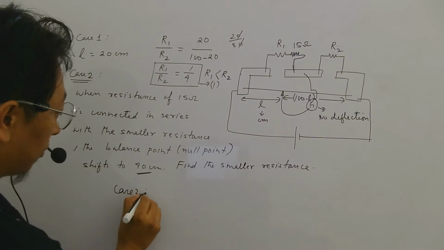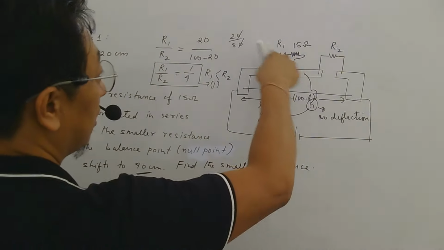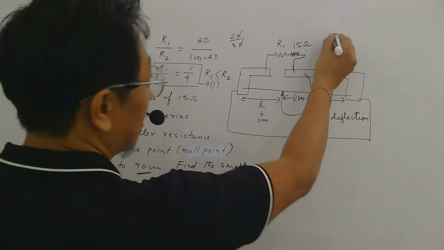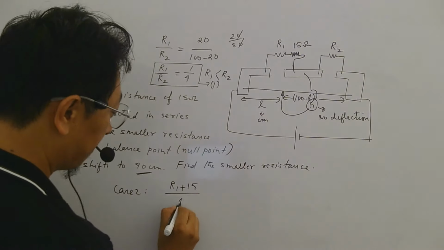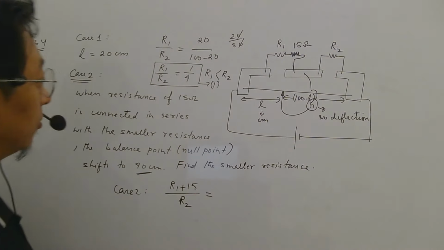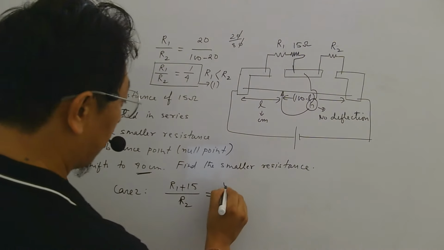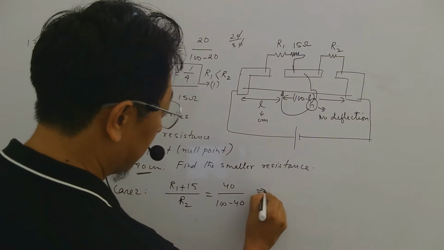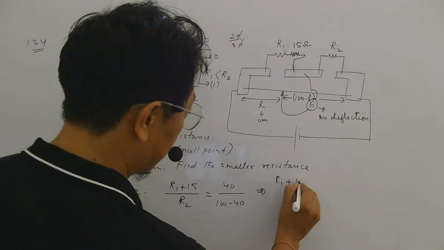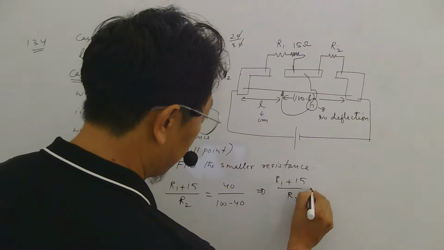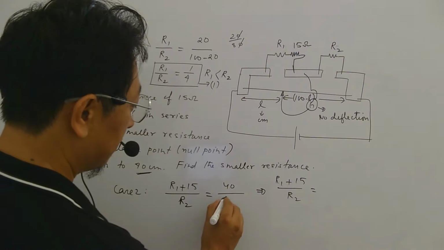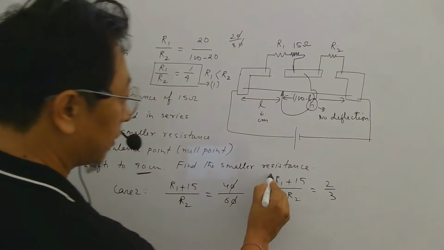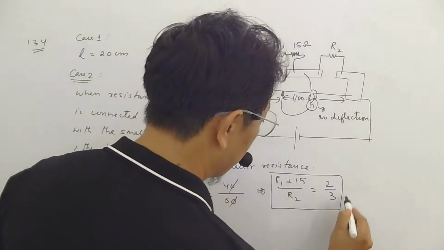For case 2, what will be the equation? Resistance on the left gap, R1 plus 15, by resistance on the right gap, which is the same only, right? Will be equal to L by 100 minus L. What is L now? 40 centimeter, by 100 minus 40. This will give you R1 plus 15 by R2 equals 40 by 60, which is 2 by 3, isn't it? So this is your equation 2.